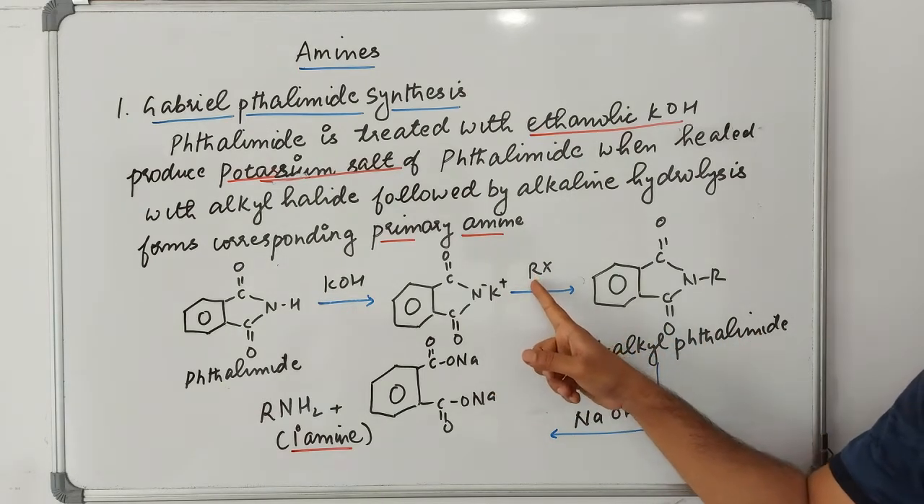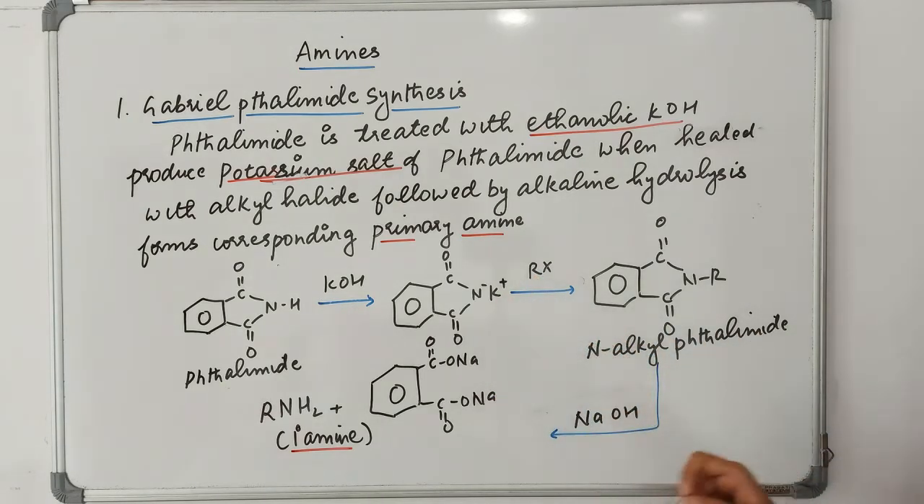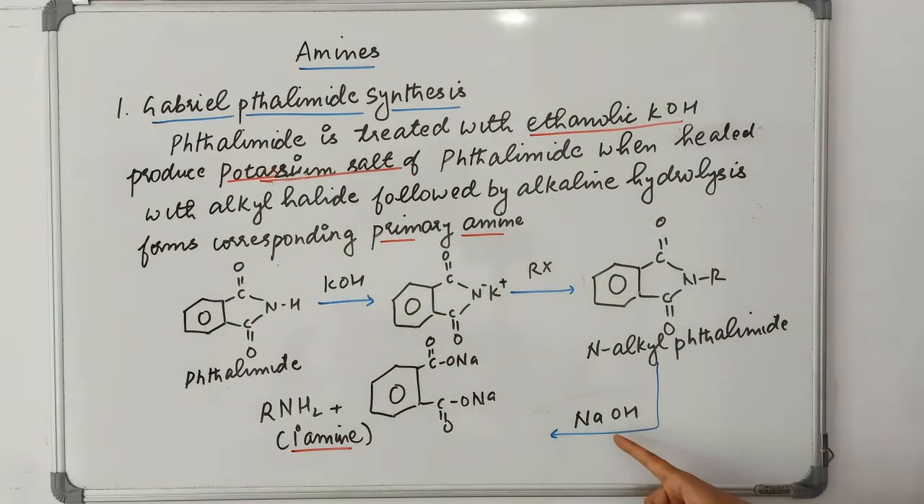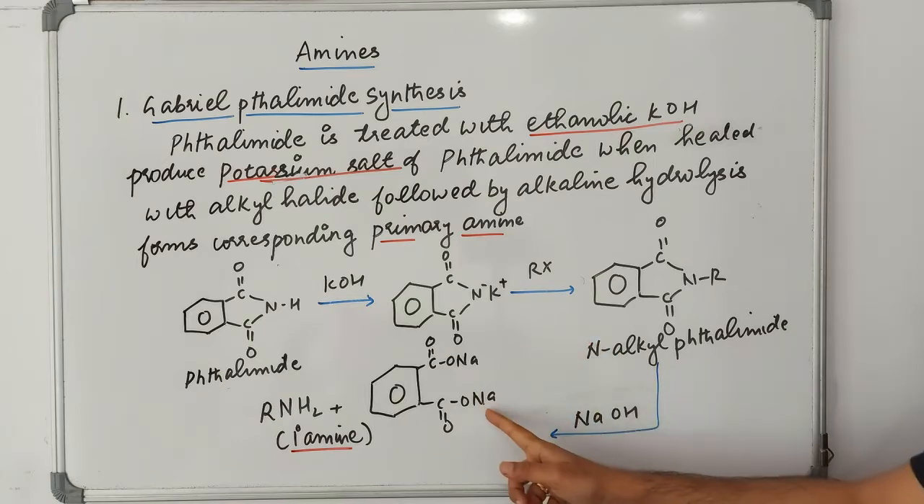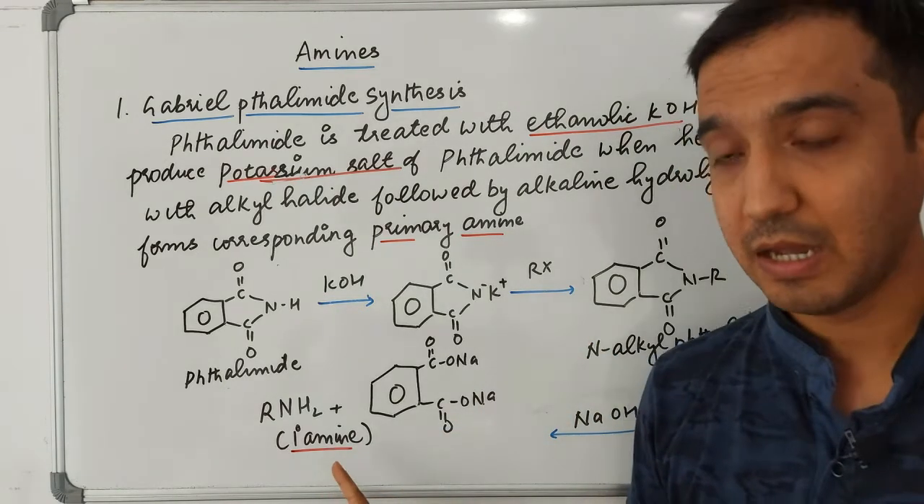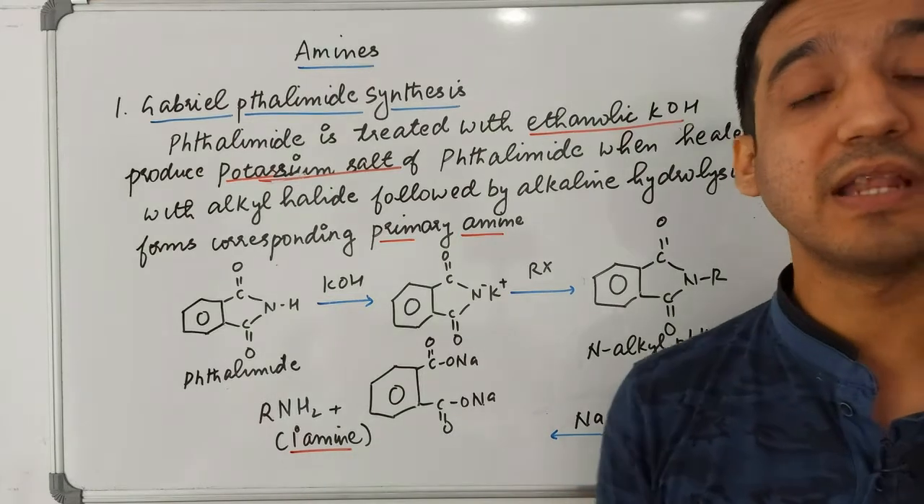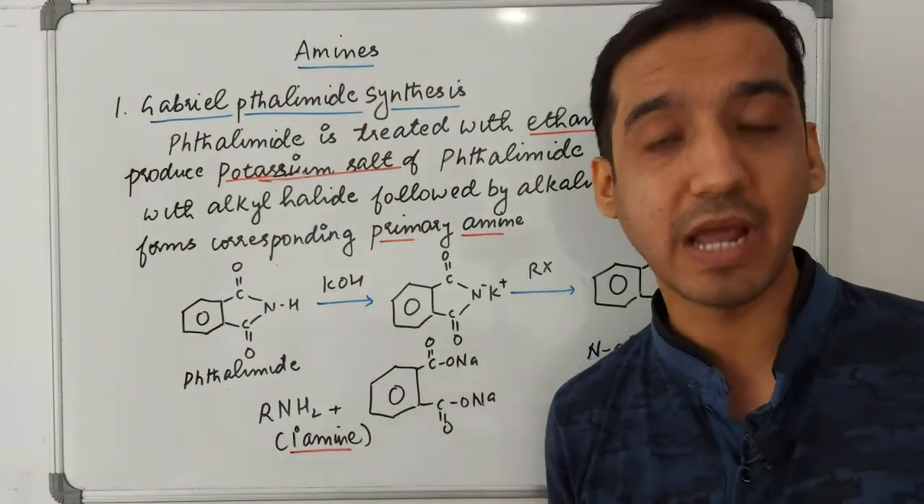So K will get replaced by the R, and lastly you will carry out alkaline hydrolysis. Then you will do alkaline hydrolysis, resulting in the formation of a primary amine. So remember, in the Gabriel phthalimide synthesis you will get a primary amine, and you will get only aliphatic primary amines.